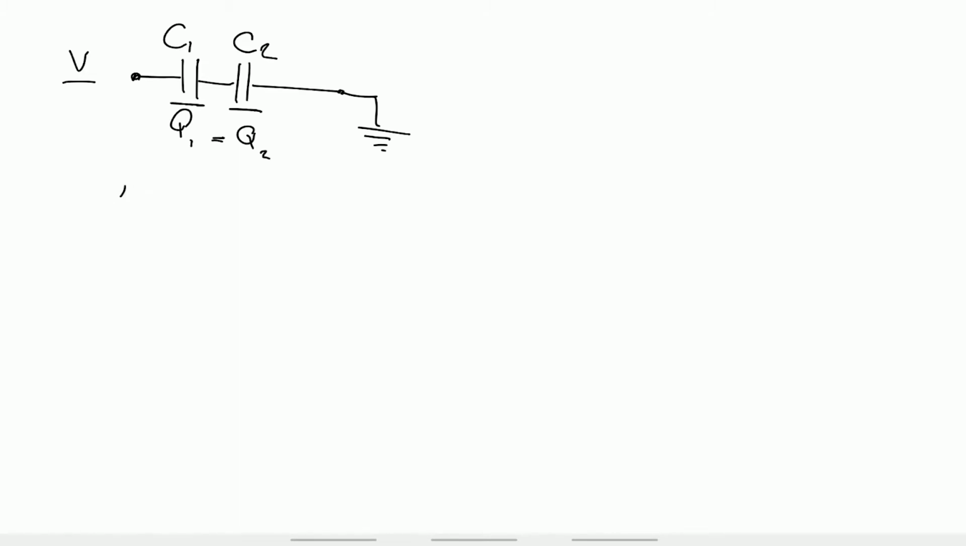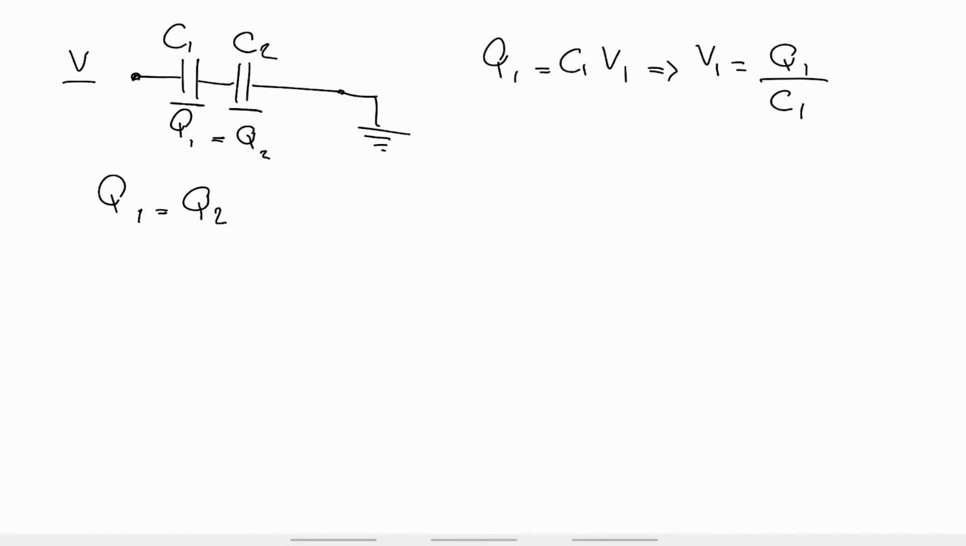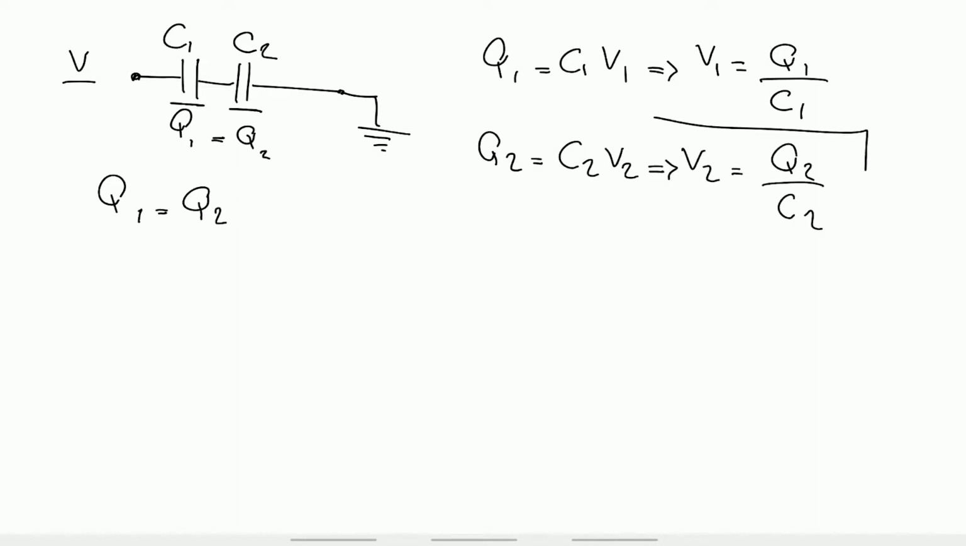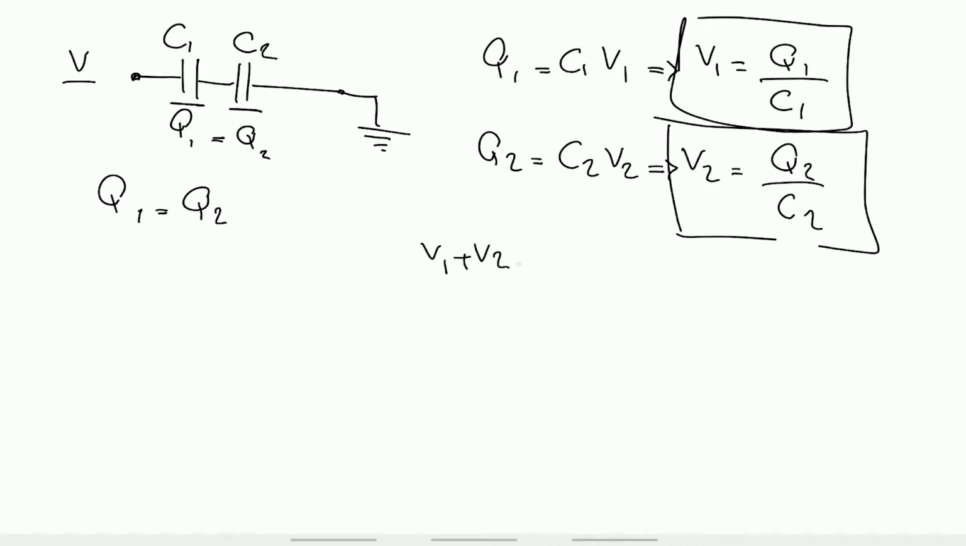So we know that Q1 equals Q2. We want to calculate the ratio of the voltages of C1 and C2. So we know that the voltage across C1 is Q1 equals C1 V1. Therefore, V1 equals Q1 over C1. And the same for C2. And also we know that V1 plus V2 equals V. Now we calculate the ratios.